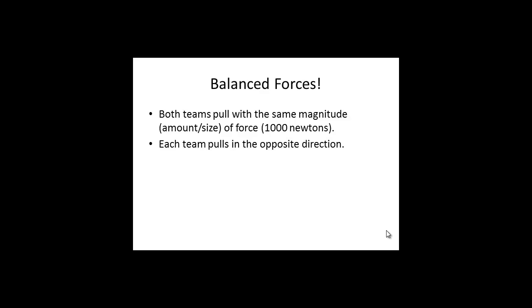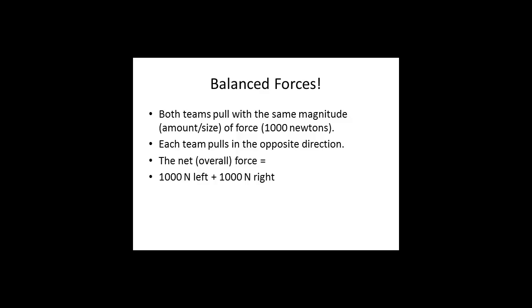We also know that each team is pulling in the opposite direction, one to the left and one to the right. So we need to calculate what we call the net force, and net force is the overall total force that is acting not only on the rope but on the teams themselves, and we treat them as one object in this case. So we need to add the two forces that are being applied, 1,000 newtons to the left and 1,000 newtons to the right.